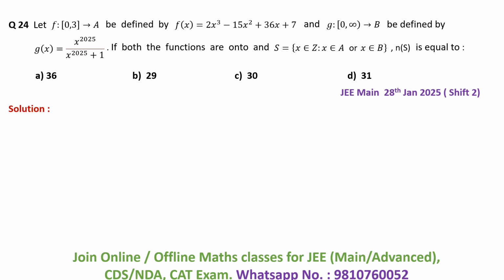Now students, I will be starting with the function f(x). f(x) is equal to 2x cubed minus 15x squared plus 36x plus 7.